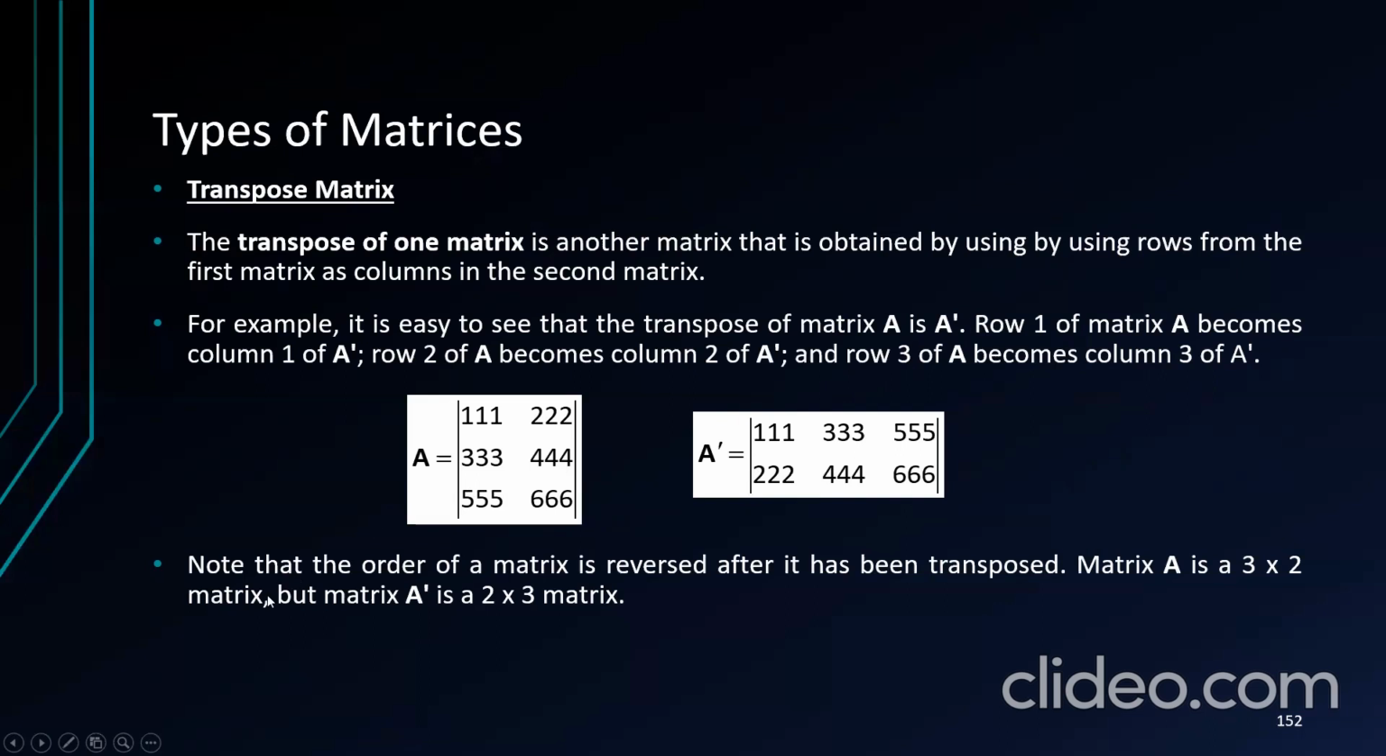So, there. Note that the order of the matrix is reversed after it has been transposed. So, A is 3 by 2, but the matrix A prime is 2 by 3. Okay.